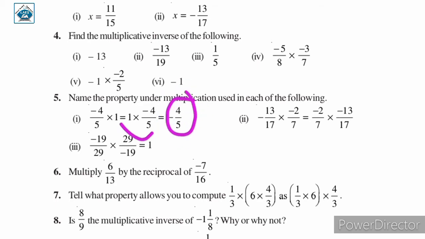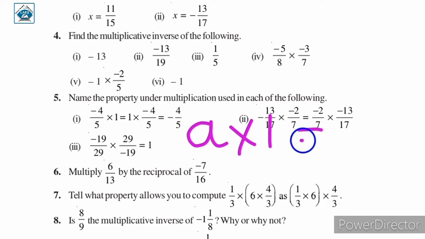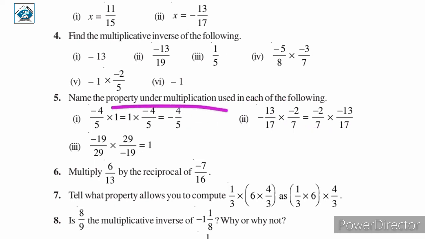So whichever number it may be, consider this number a. When it is multiplied with 1, we get the answer as a itself. So what does this mean? We can say that 1 is the multiplicative identity. So that is the property under multiplication which is used in the first case, that 1 is the multiplicative identity.